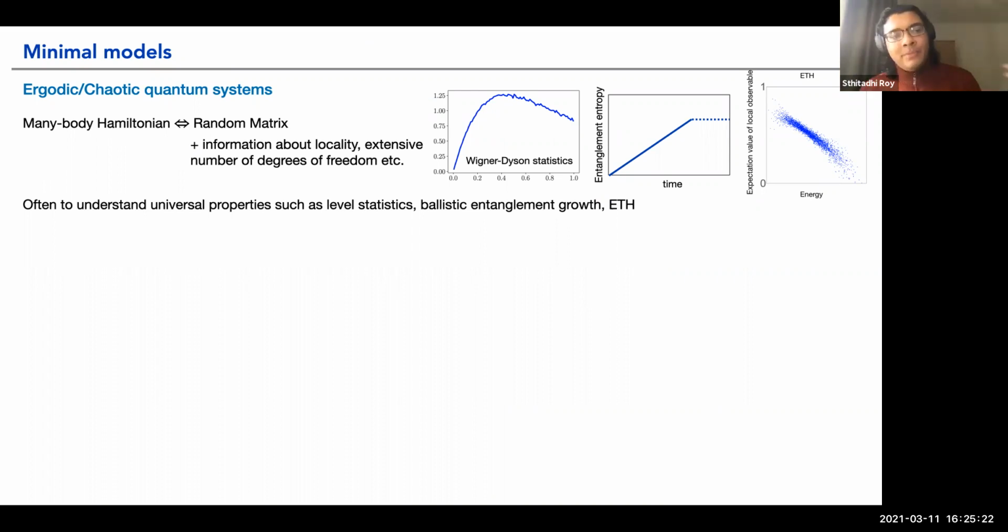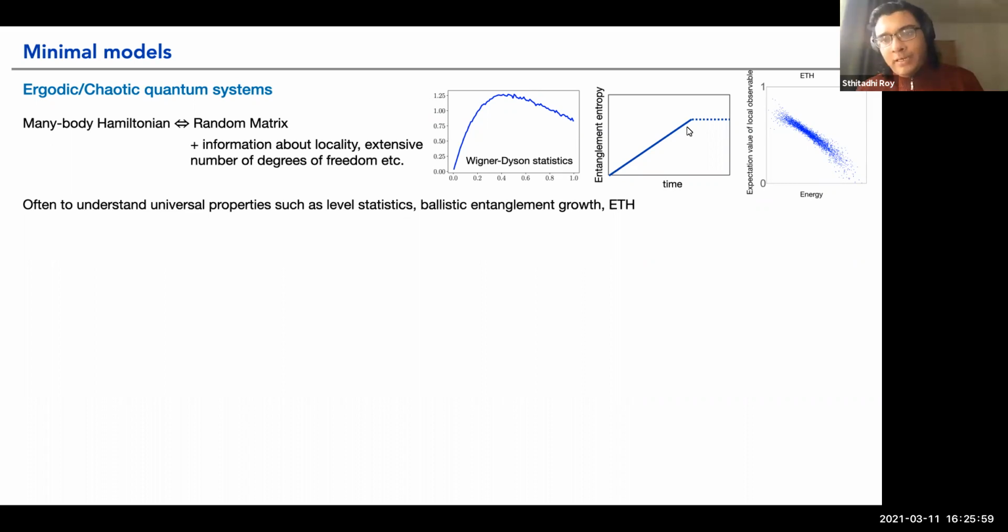Basically, this is a statement, with some error bar, that many properties of many-body Hamiltonians are well captured by random matrix theory. And of course, you need to put in the information about locality and the fact that this has an extensive number of degrees of freedom. That gives you some scalings for the random numbers that you can put in your random matrix and so on. But often, theories based on random matrix theory are enough to tell you about some universal properties, such as level statistics that follow Wigner-Dyson statistics, showing level repulsion.